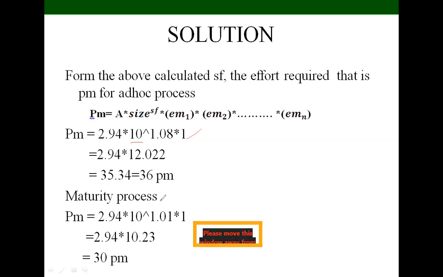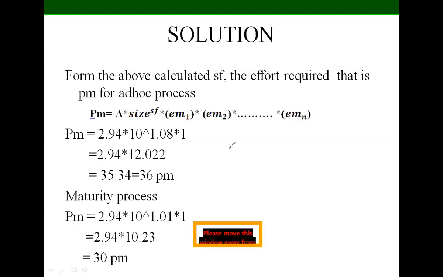And here for maturity process and ADOC we are taking two values here, 1.08 and 1.01. For maturity process we are getting 30 persons per month. For ADOC we are getting 36 per month. Okay, so this is how we calculate the COCOMO values.